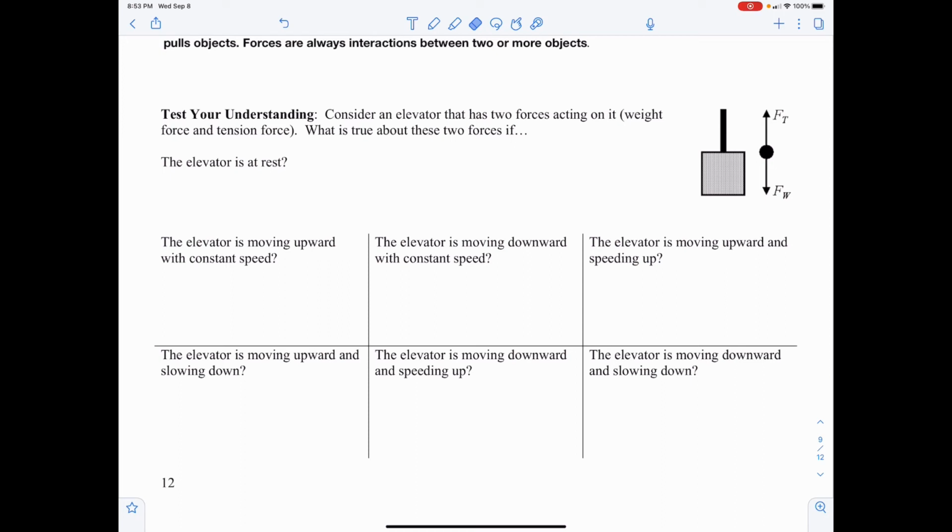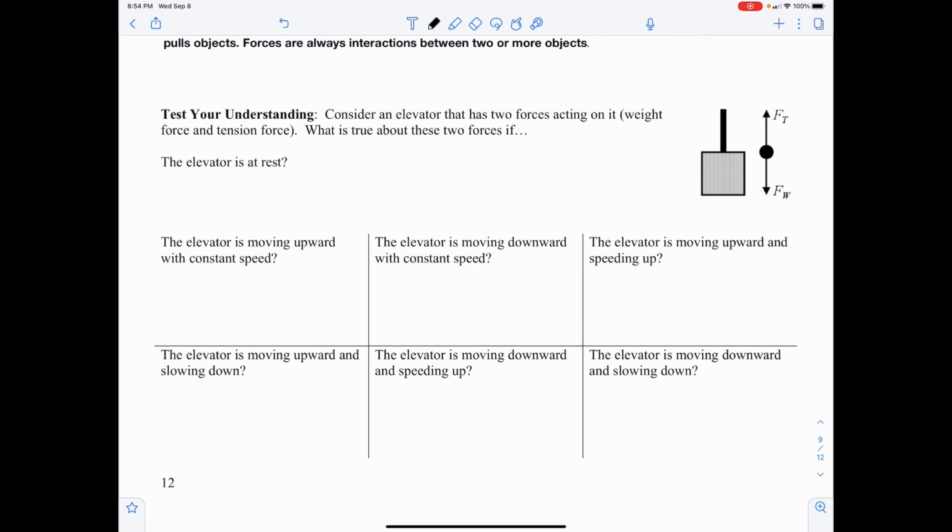Now, let's take a look at this test your understanding. We have a free body diagram right here. The situation is an elevator that has two forces acting on it. The weight of the elevator pulling down towards the center of the Earth, and the tension force pulling up along the cable away from the elevator. Tension always goes up in this situation, weight always goes down. What's going to be different about these forces is how they compare to each other. When are those forces equal? When is one force greater than another force?